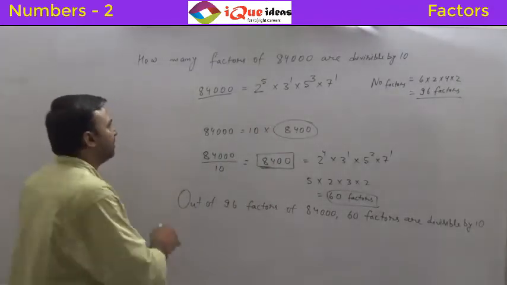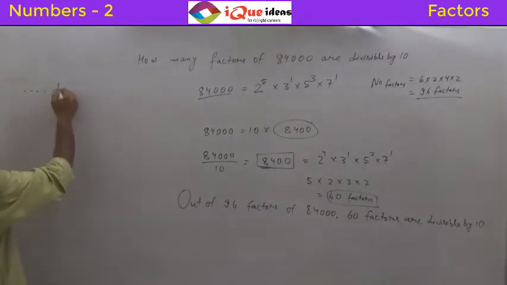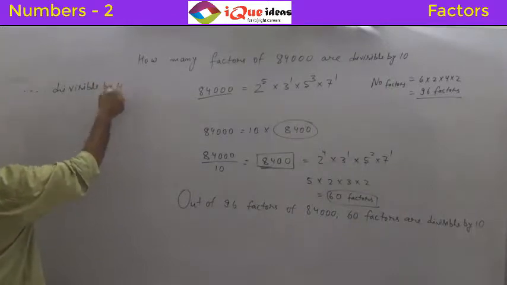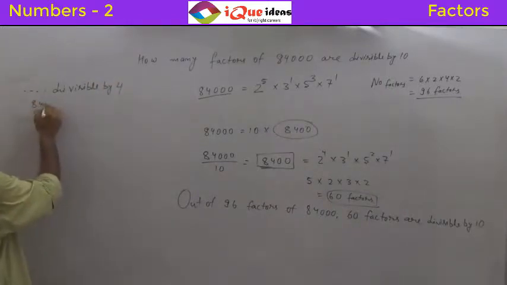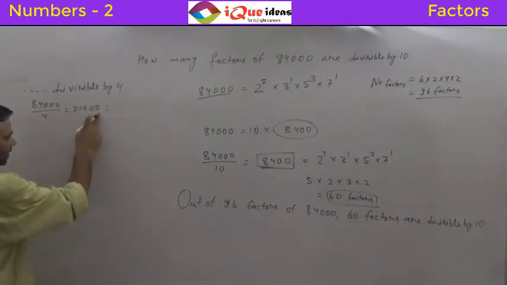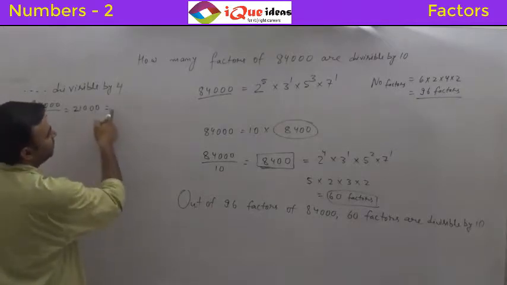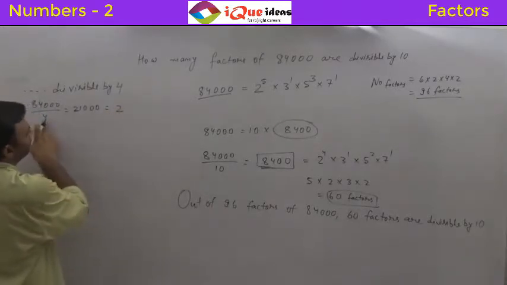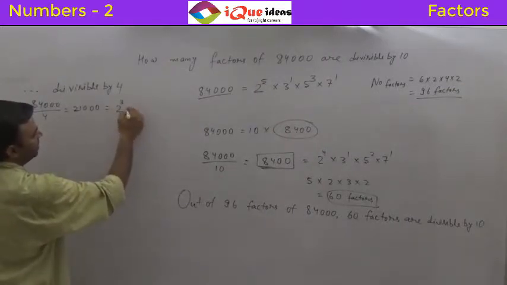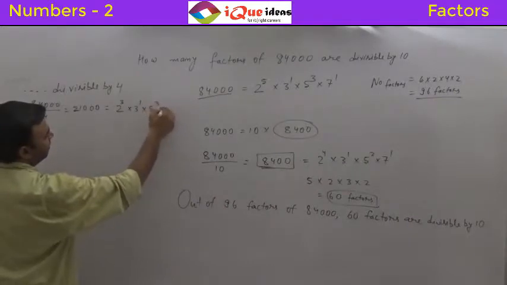Okay, let's take other examples. For the same number 84,000, how many are divisible by 4? What do we have to do? 84,000 divided by 4 is 21,000. Find the number of factors of 21,000, and that will be the answer. Now, the 4 is 2 square, so the power of 2 will reduce by 2. So it becomes 2 to the power 3, into the remaining other things, which will remain exactly the same.